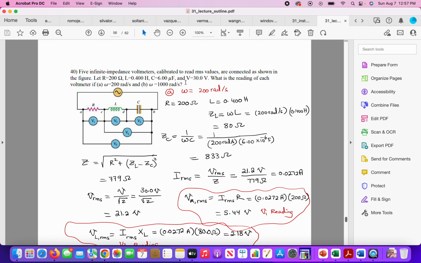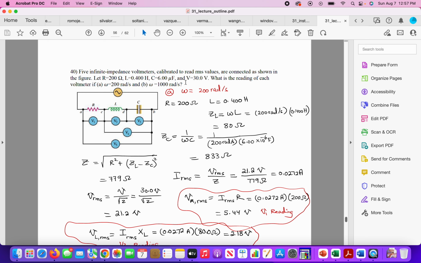We're going to repeat when omega is 1000 radians per second to show how the impedance is affected by the behavior of the capacitor and the inductor at low and higher frequencies.